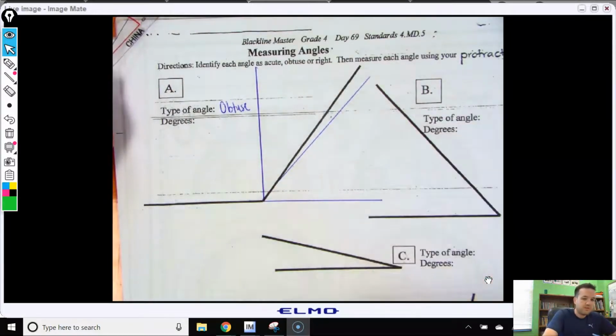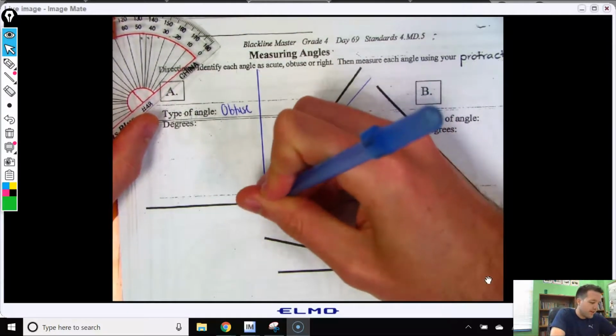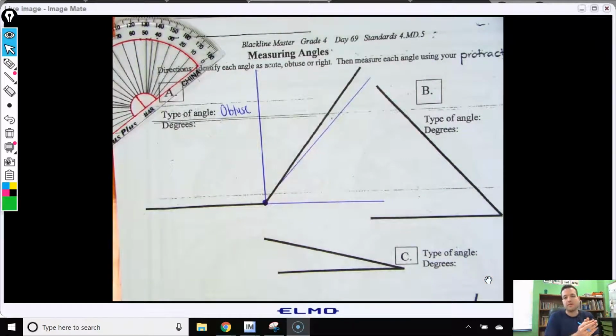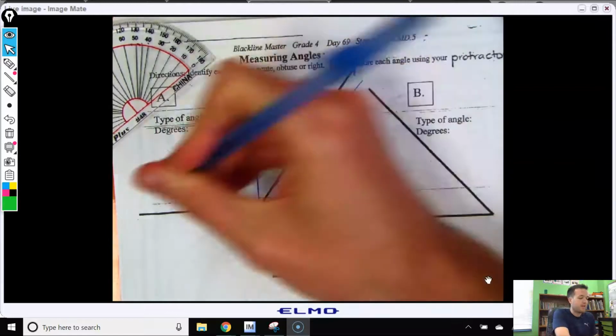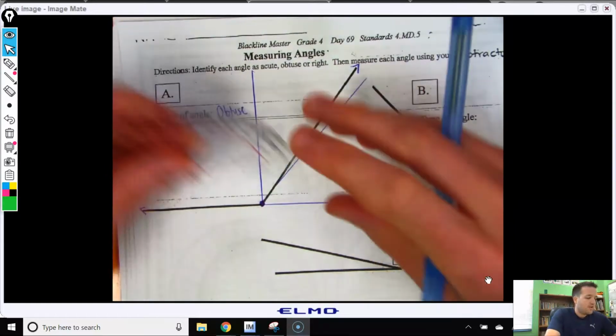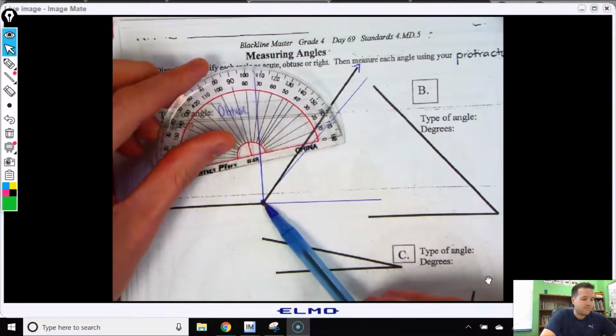Now, if you remember, the first step in measuring is to find your vertex. Your vertex is the shared endpoint of the two rays. Now, I know that the rays on this paper do not have the arrows, but we can pretend like they are there. Okay. You want to put the center point of your protractor on top of the vertex.